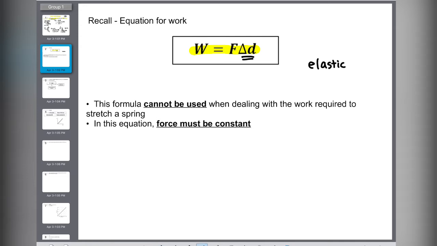Okay? And that makes it an issue with the equation. We actually cannot use this equation when we're finding the work required to stretch a spring because the force is not constant.